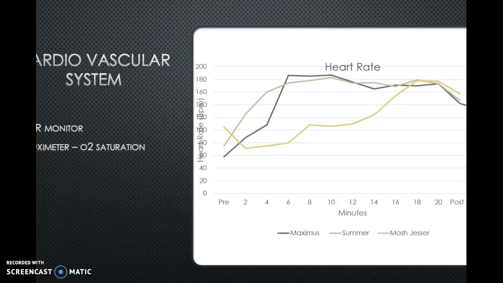However, at 10 minutes the heart rate was 187 because the subject worked at an intensity of 80 to 90% heart rate max within the first 10 minutes, due to the rate of perceived exertion being too high.